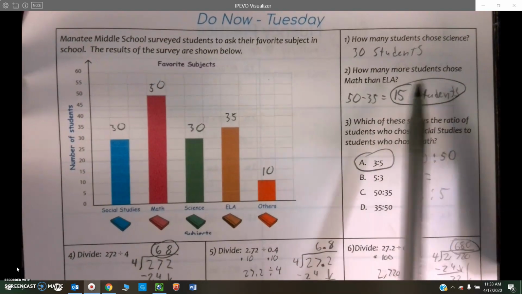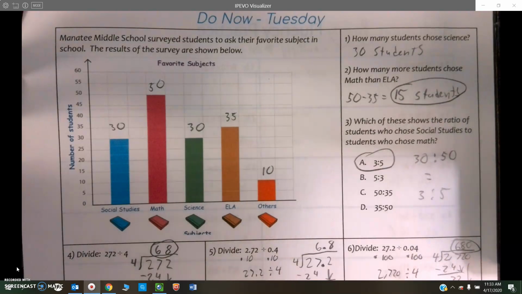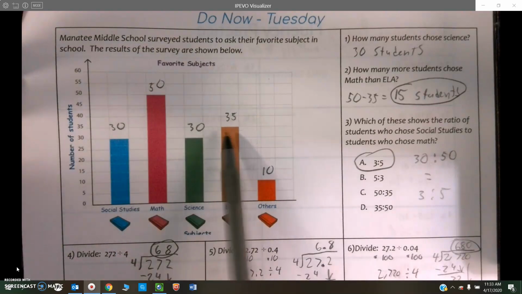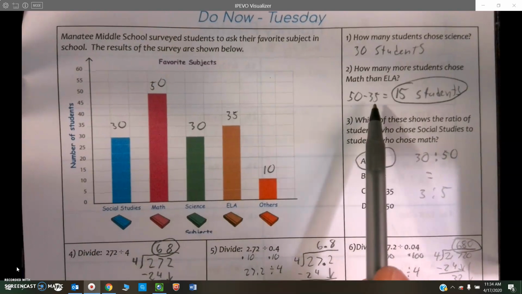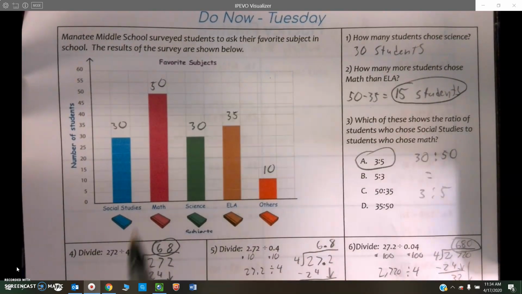How many more students chose math than ELA? So how many more means we're looking for the difference between the two. Math was 50 and ELA was 35, so we would subtract those two votes, and we would see that 15 more students chose math than ELA.